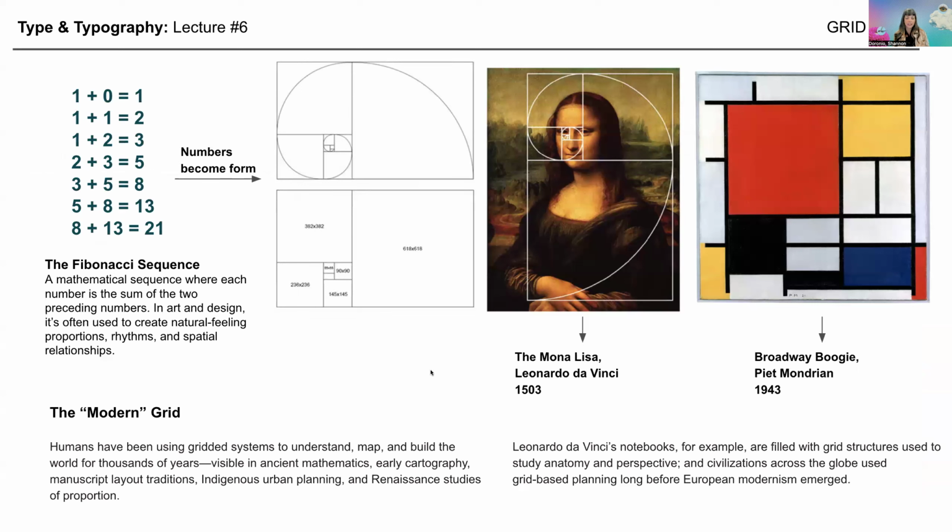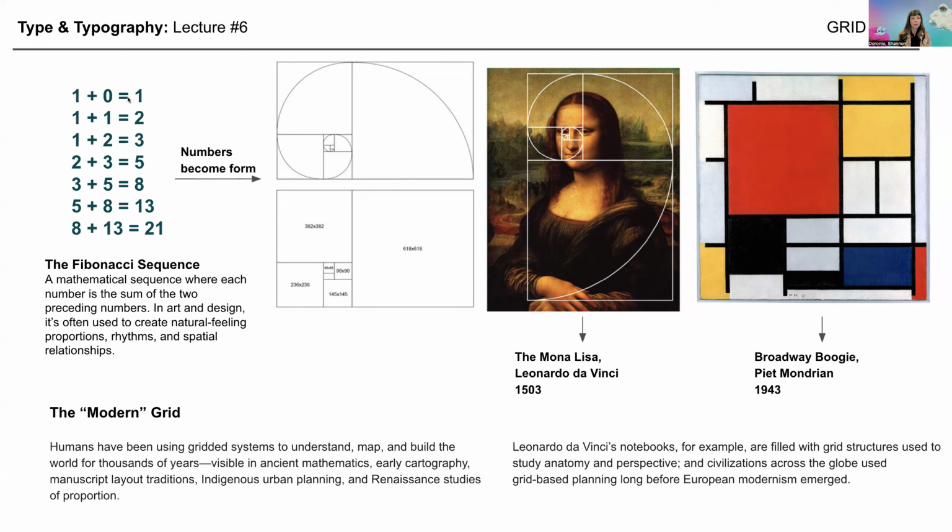So let's talk about some of these grids, the math of these grids. Don't get scared. Let's start with talking about the Fibonacci sequence. The Fibonacci sequence is a mathematical sequence where each number is the sum of the two preceding numbers. In art and design, it's often used to create a natural feeling proportion of rhythm and spatial relationship. So I'm going to explain this a little bit. We can see here's a series of equations producing Fibonacci numbers.